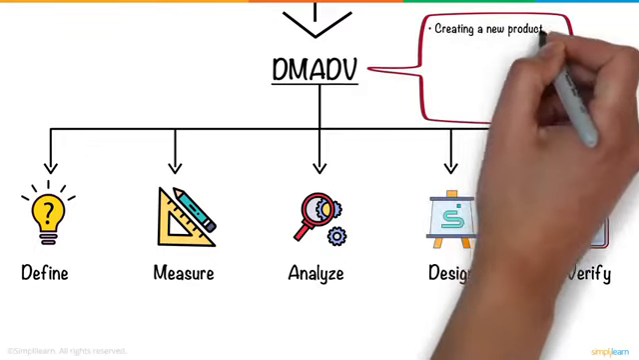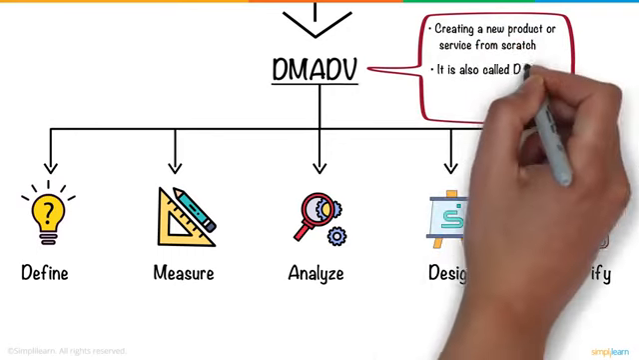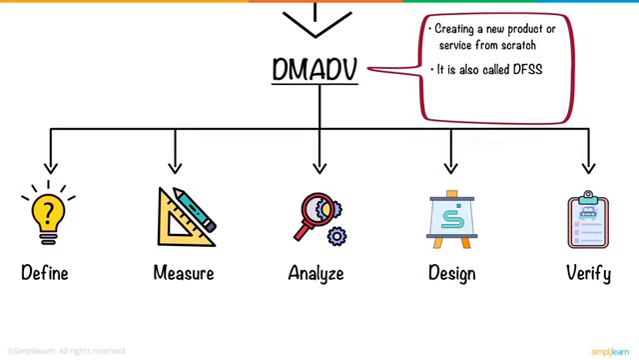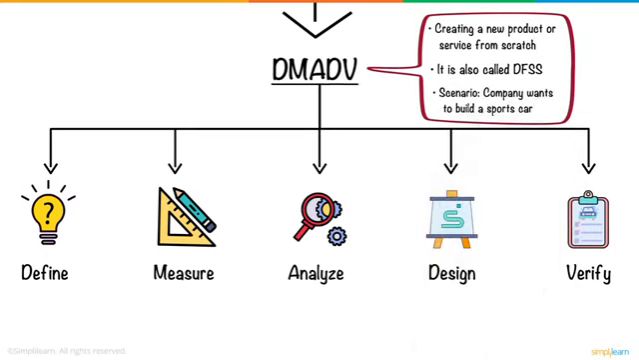It is used when the company has to create a new product or service from scratch. It is also called DFSS, or Design for Six Sigma. Let's take the scenario where the company decides to build a new model, a sports car.